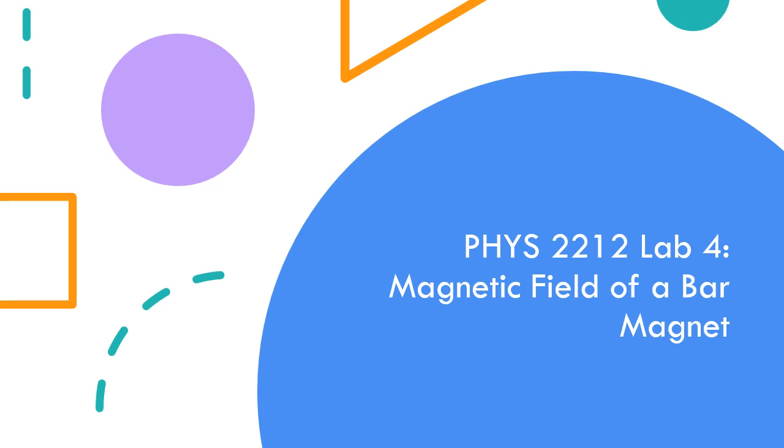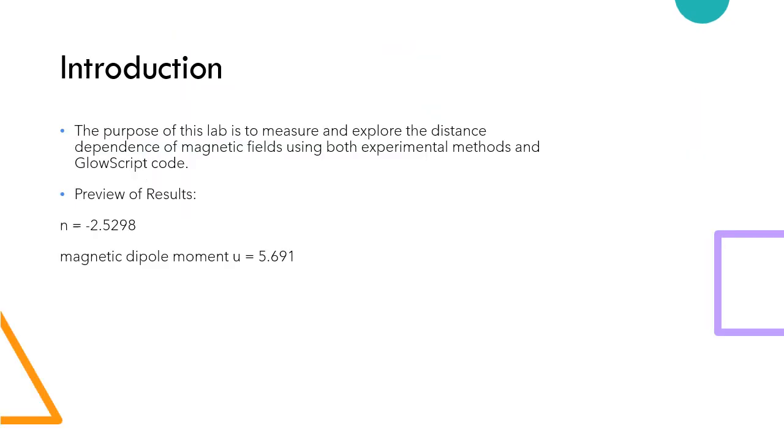Hello, Physics 2212, Lab 4, Magnetic Field of a Bar Magnet. Introduction. The purpose of this lab is to measure and explore the distance dependence of magnetic fields using both experimental methods and GlowScript code.